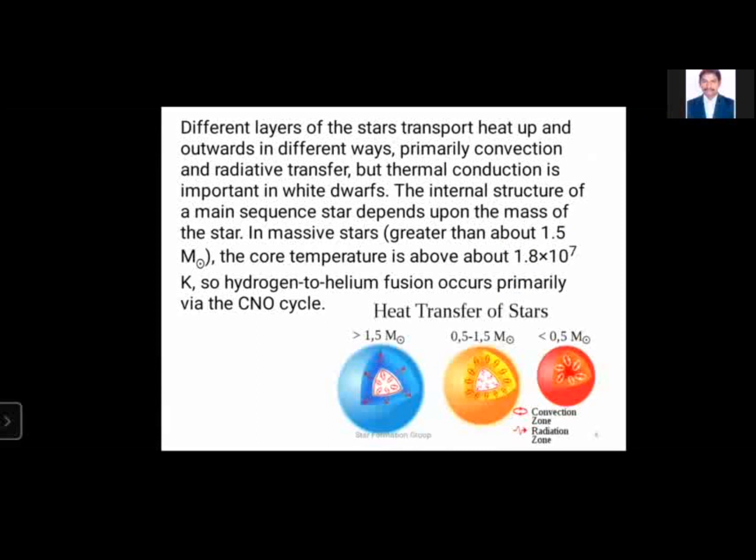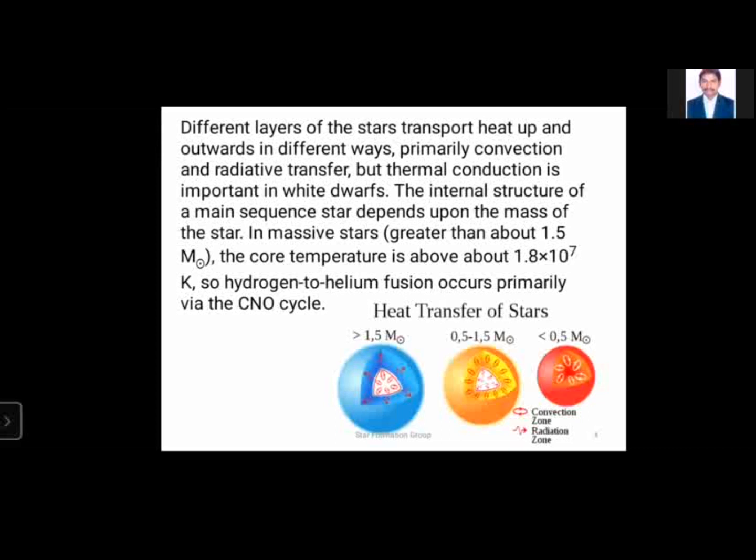Different layers of the stars transport heat up and outward in different ways. They follow convection and radiative transfer, but thermal conduction is important in white dwarfs. The internal structure of main sequence stars depends upon the mass of the stars.